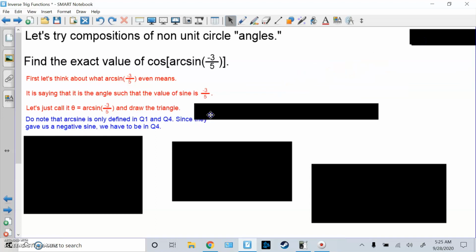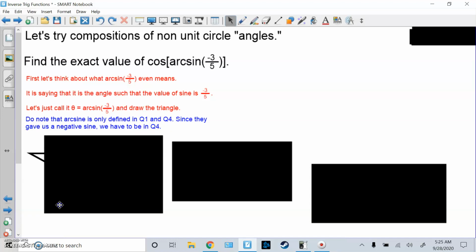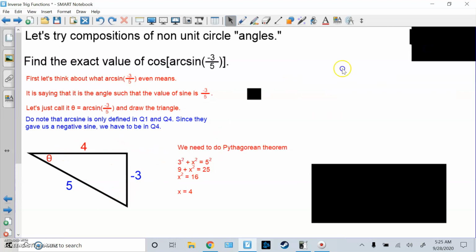Now sine is negative, so we have to be in either quadrant 3 or 4, but arc sine is only defined in Q1 and Q4. So we have to be in quadrant 4. We cannot be in quadrant 3. So we have an upside down triangle in quadrant 4. They said sine, opposite over hypotenuse, is negative 3 over 5. Remember, when it's going down, you want negative. When you're going left, you want negative. Hypotenuse is always positive when you do these. Alright, we do the Pythagorean theorem. Find the last side. It's 4.